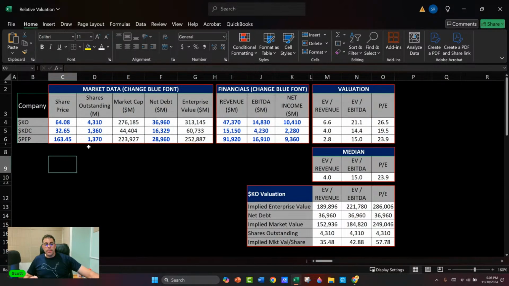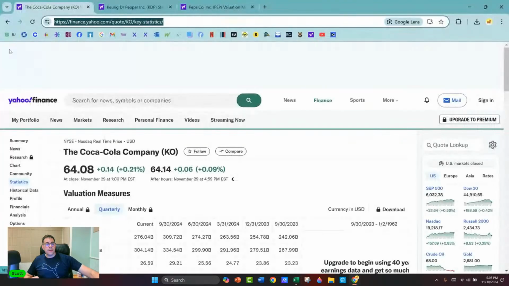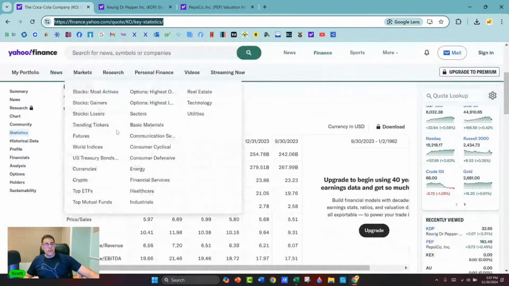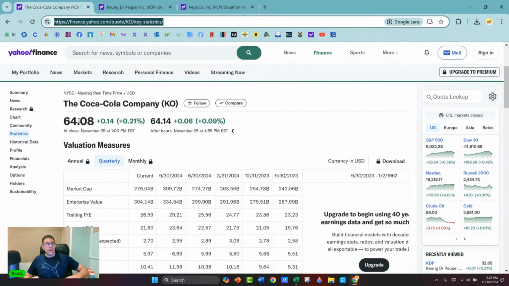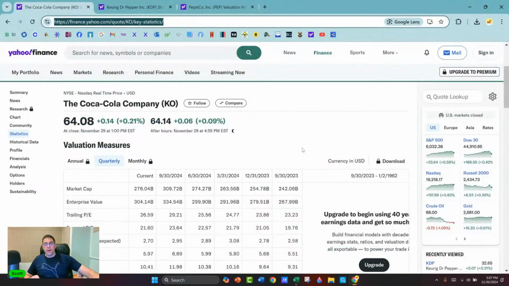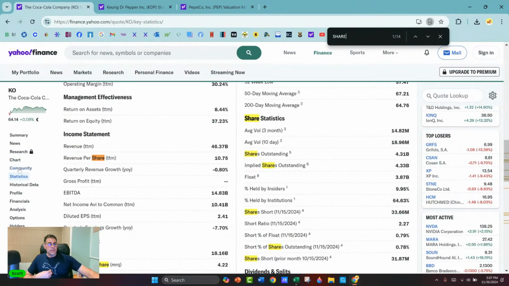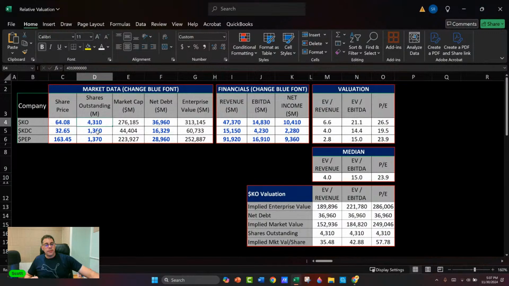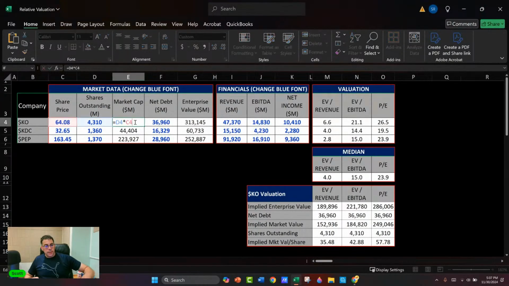And this is the model. You just have to input everything in blue. So Coke: stock price 64. I put the stock price in, and shares outstanding. It's all from Yahoo Finance in the statistics section, after you find a ticker. Shares outstanding, 4.3 billion. It's formatted to millions. Market cap is calculated. It's shares times share price.